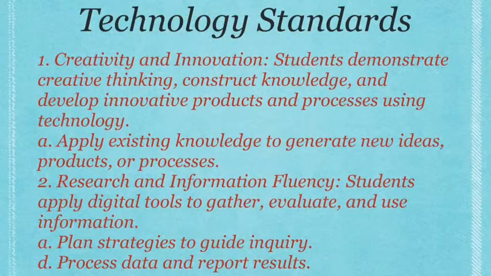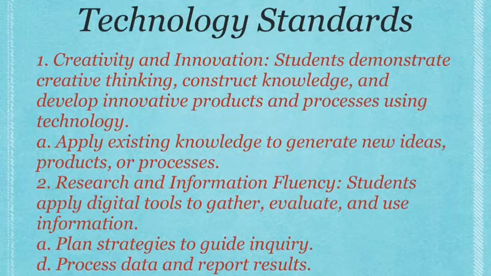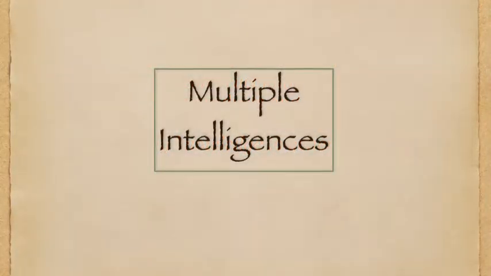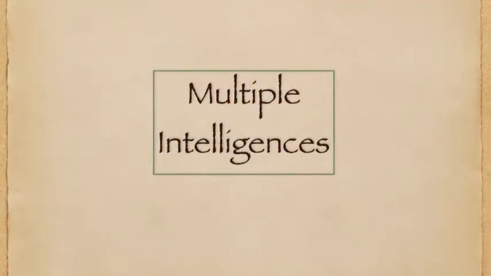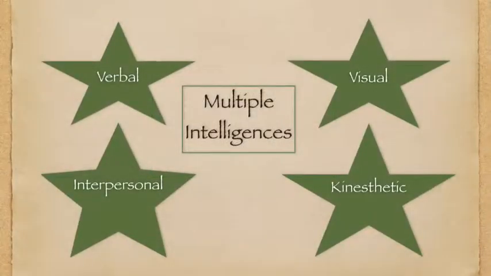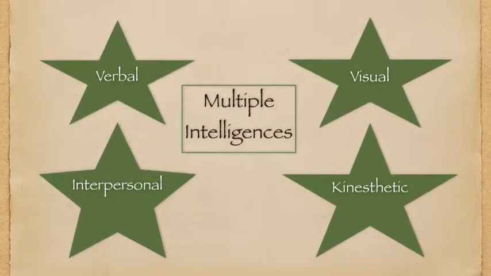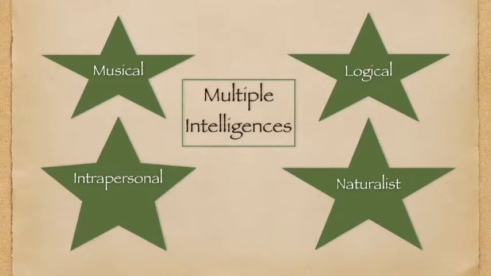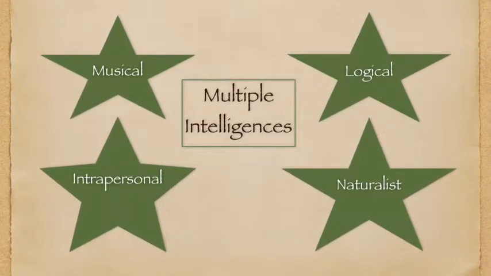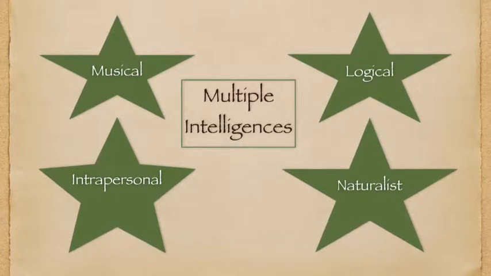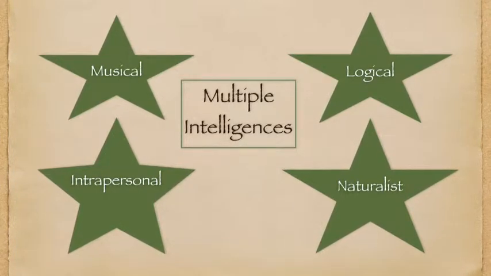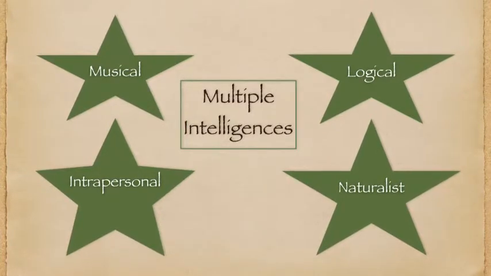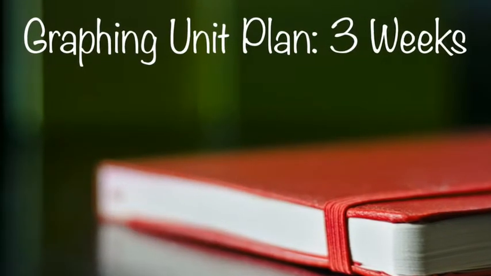Here are the technology standards addressed in my unit plan. There are 8 multiple intelligences addressed in my unit plan. These are verbal, visual, interpersonal, kinesthetic, musical, logical, intrapersonal, and naturalist. Throughout this unit, I have addressed these intelligences so that students can build upon them and show their strengths. The unit will be performed within 3 weeks.